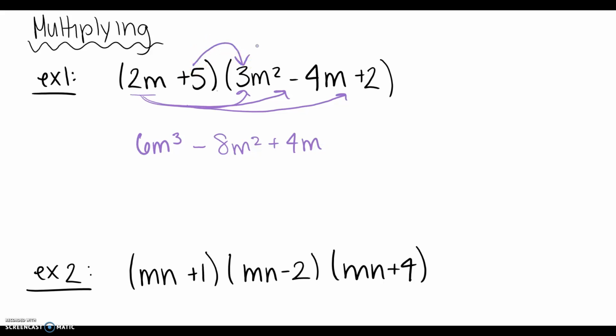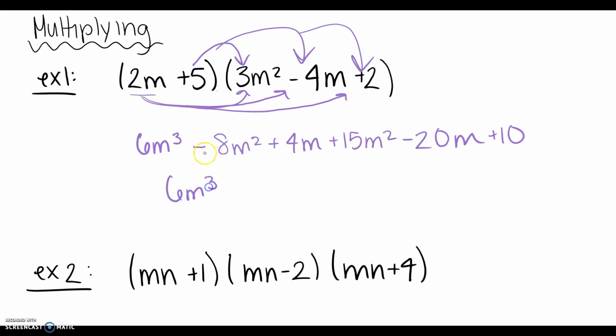So we have 5 times 3, which is 15m squared. Then we have 5 times negative 4m, which is negative 20m. And 5 times 2, which is 10. And now all we're going to do is combine like terms.